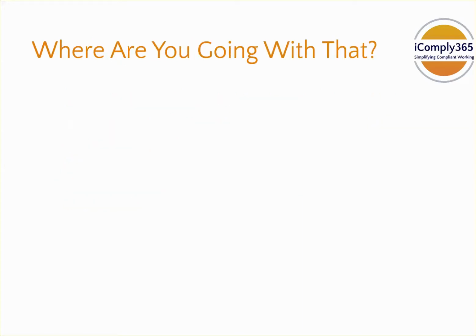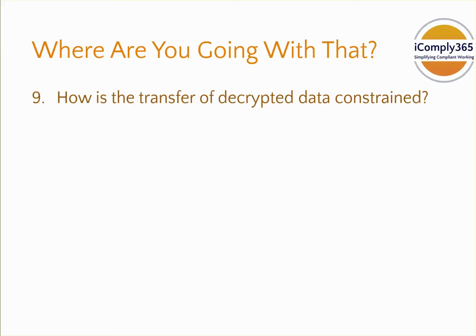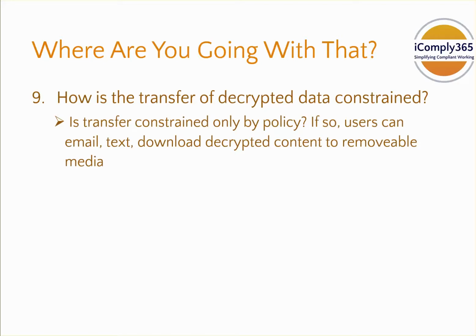And then the next question is, where are you going with that? This is question number 9: How is the transfer of decrypted data constrained? Here's what we mean by that. Human beings, and even systems that withdraw encrypted data, can't work on data while it's encrypted. They've got to decrypt it to do work. What that normally means is that there's some way to transfer that decrypted data. Let's say it's some spreadsheets or Word files. If you're going to work with them, you've got to decrypt them. The question is, does your application, and most of them do, allow you to move that data, email it to somebody, text it, or download it to removable media? So how is that constrained?